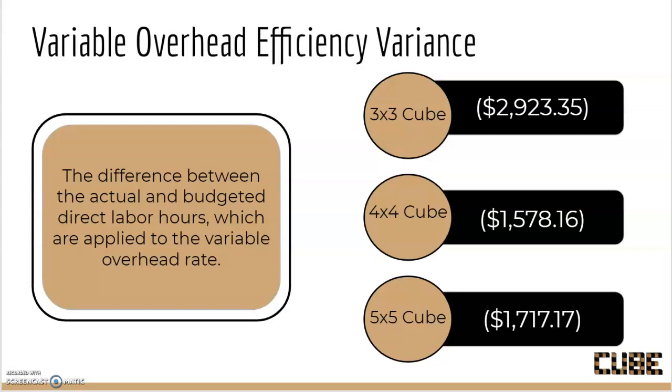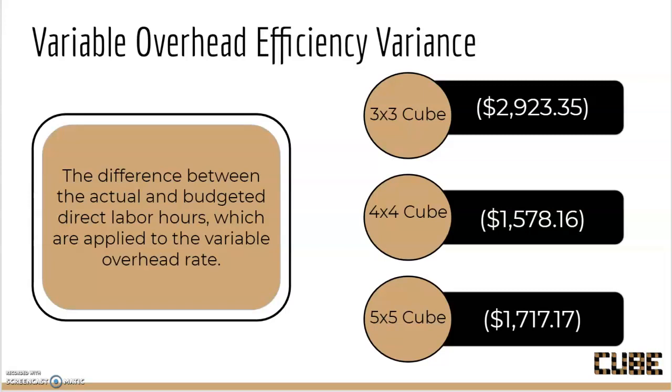Production department is in charge of calculating and managing the variable overhead efficiency variance. The difference between the actual and budgeted direct labor hours, which are applied to the variable overhead rate. The calculation was made by difference between flexible cost and standard price and actual quantity cost.